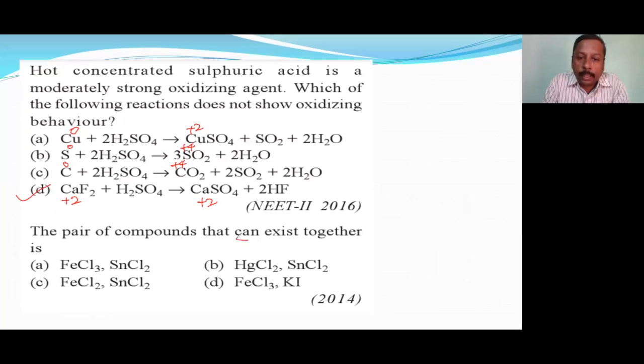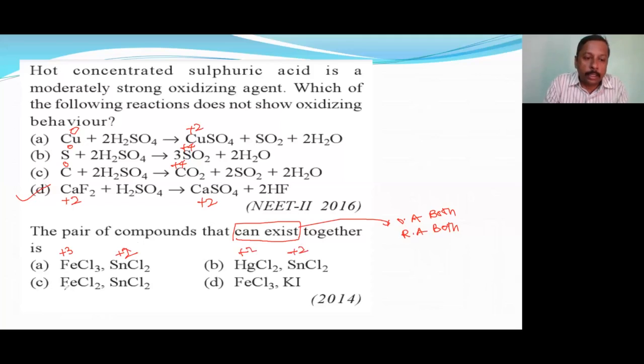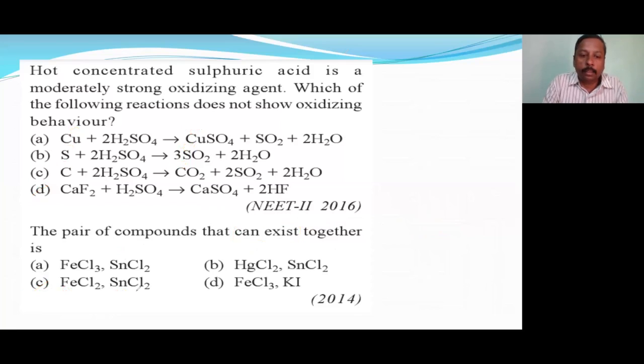Then, the pair of compounds that can exist together. They can exist together when both are oxidizing agents, or when both are reducing agents. See here, iron is at the highest oxidation state, tin is at the lowest oxidation state, so there are chances of reaction. Here it is at higher and here it is at the lower, and here it is at the lower and here also it is at the lower. Therefore, answer C. If both are lower, no problem; both higher, also no problem. Here both are lower, that's why they will not react with each other. Hence there is no reaction, and we can keep them together. The strategy to solve the question is now clear. Now let's go to the next question.